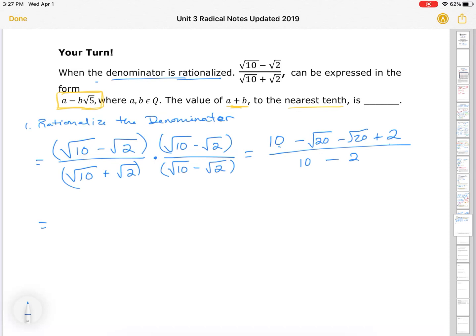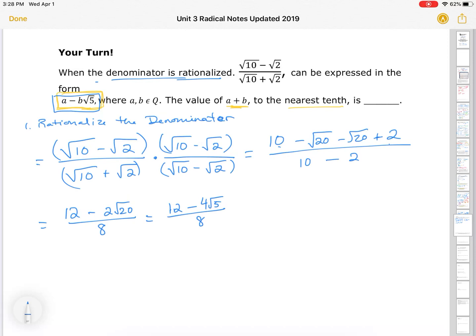Okay, next step, we're going to simplify the top. So we have 10 plus 2, which is 12. And then we're minusing 2 root 20, all over 10 minus 2, which is 8. I can simplify the top further. So I have 12 minus, 4 is a factor of 20, so I can take a 4 out and it becomes a 2. So it'll be 4 root 5 all over 8.